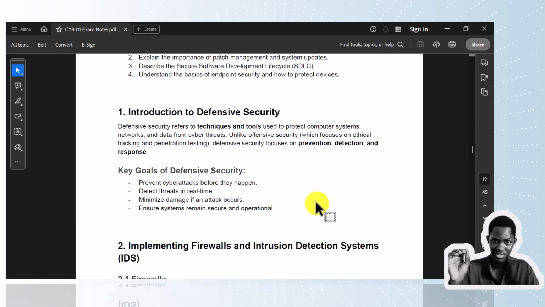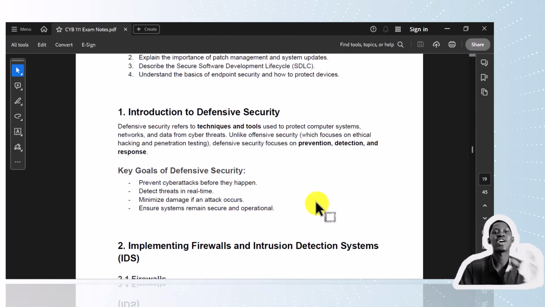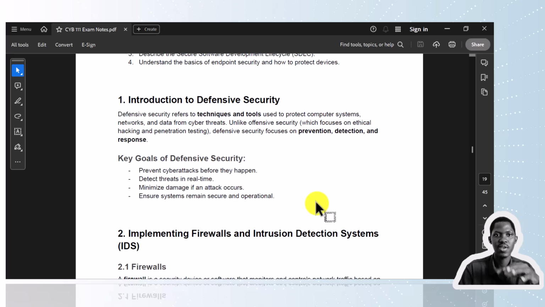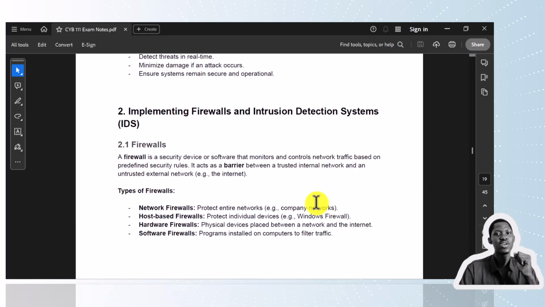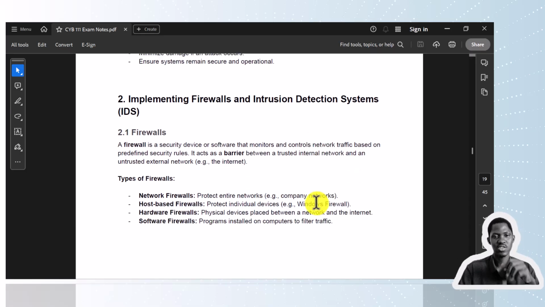It's very important. Business continuity, that's what it is being called. Ensure systems remain secure and operational. The business is continuing. Users can access the system. The system is functional, it's operational, and it's secured. So these are key goals of defensive security. Now, we'll talk about firewalls and intrusion detection systems. Those are some tools and techniques that are used in defensive security.